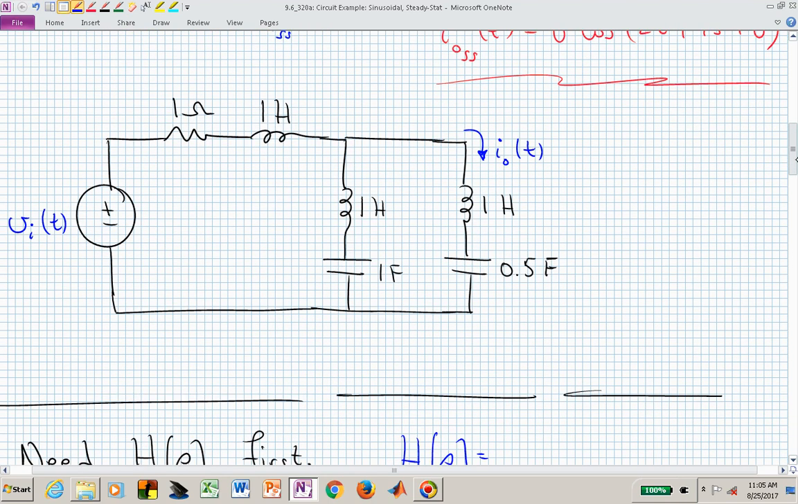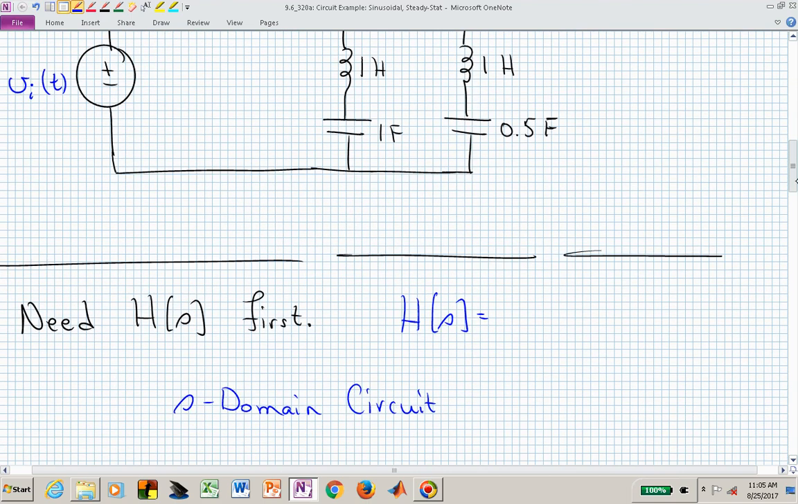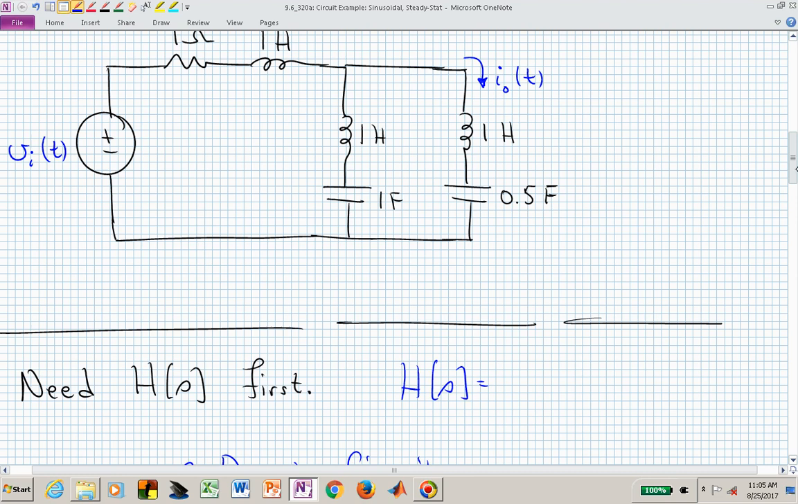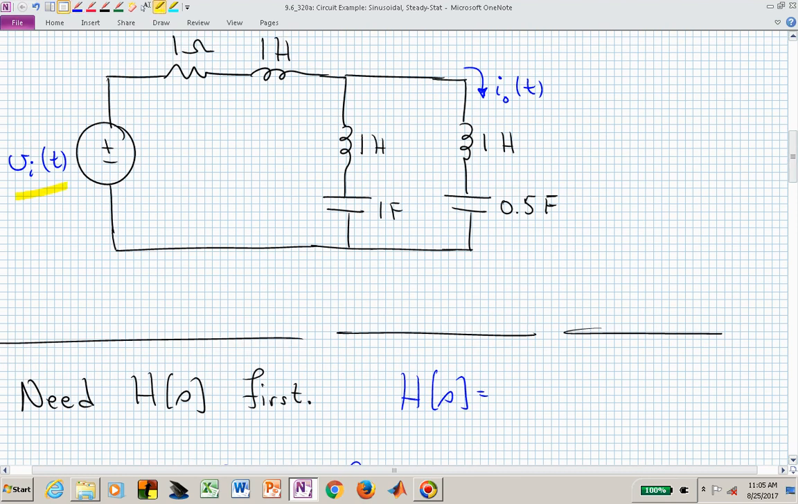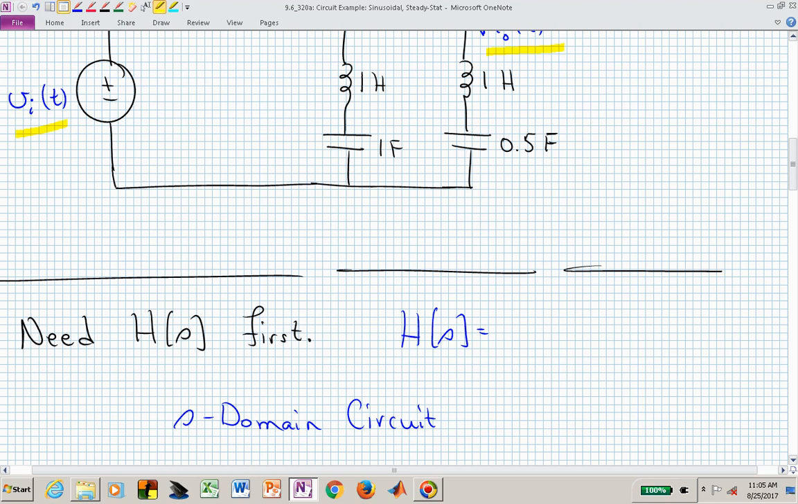Hopefully you realize how to start analyzing this circuit, and you could immediately go from this time domain circuit into the S domain circuit. You need the transfer function between this input voltage and this output current. You need to find the transfer function between that input signal V sub I and the output signal I sub O. So we need this transfer function H of S that is equal to I sub 0 of S over V sub I of S. We need H of S.